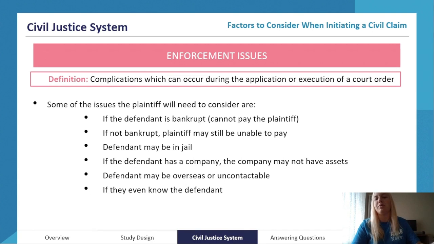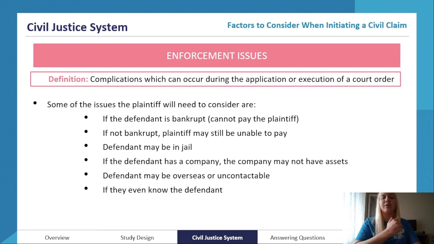So they may also be pretty much, they don't have access to money if they're in jail. If the defendant has a company, the company may not have assets, a different way to say they have no money. The defendant may be overseas or uncontactable. In that case, it's impossible to force them to compensate the plaintiff, especially if they're in another country.